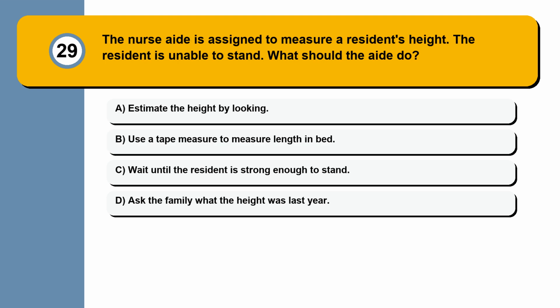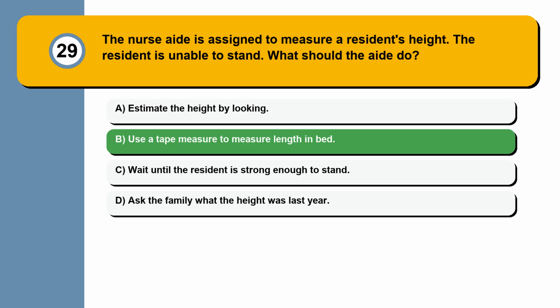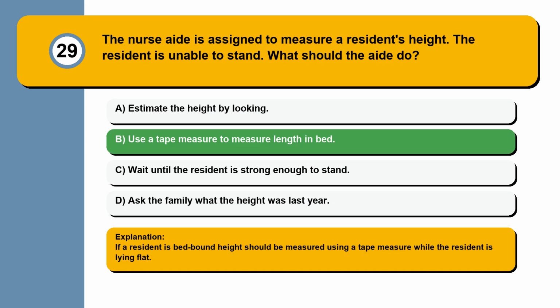Question 29. The nurse aide is assigned to measure a resident's height. The resident is unable to stand. What should the aide do? Estimate the height by looking. Use a tape measure to measure length in bed. Wait until the resident is strong enough to stand. Ask the family what the height was last year. If a resident is bedbound, height should be measured using a tape measure while the resident is lying flat.